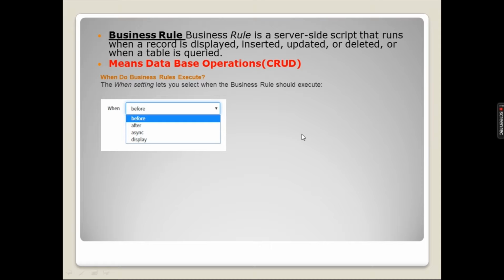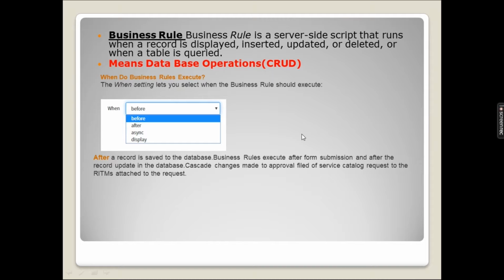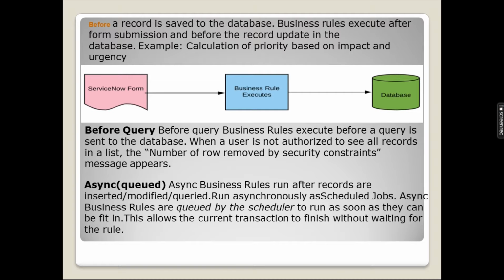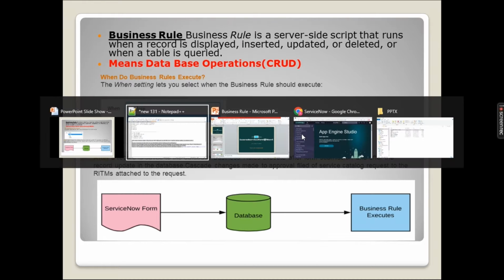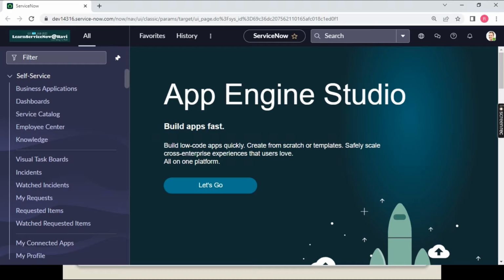But obviously, we have a definition on this particular PPT. You can go back and check the definition of after business rule, then you have before business rule, async, and display business rule. So we'll not go into the definitions. Let's go back to ServiceNow and let me tell you how it works.